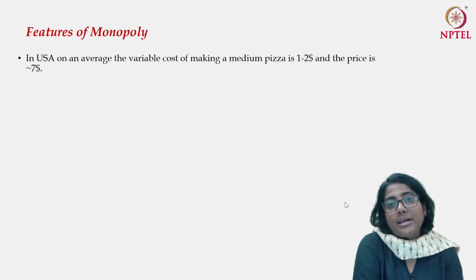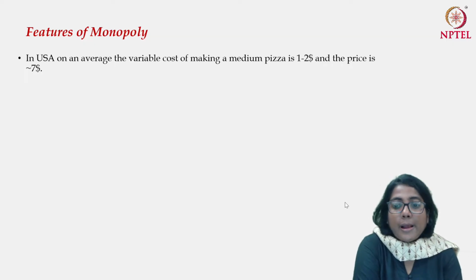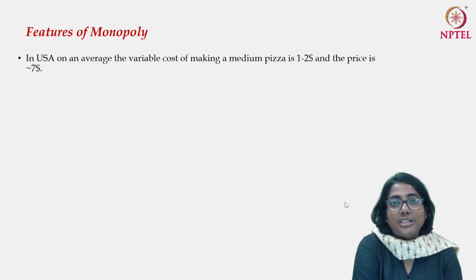So the average variable cost or the marginal cost is relatively small, right? So if under a perfectly competitive market the producer has to equate the market price with the marginal cost, then the cost of pizza would have been $1 to $2. However, it's much more than that. It's $7. Even the pizza company will not go out of business if they start charging $10 from you. Why is it the case?